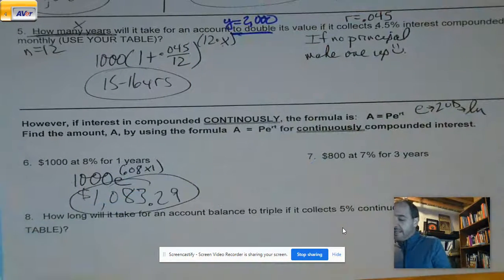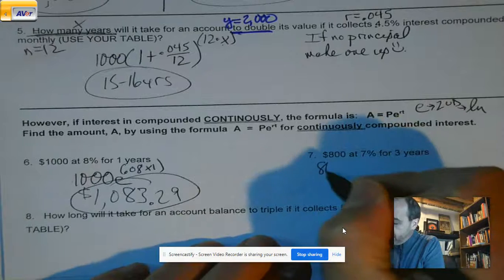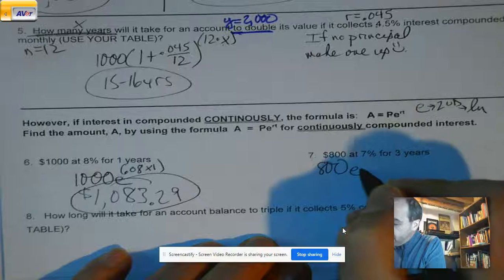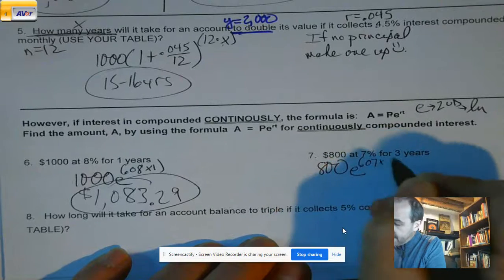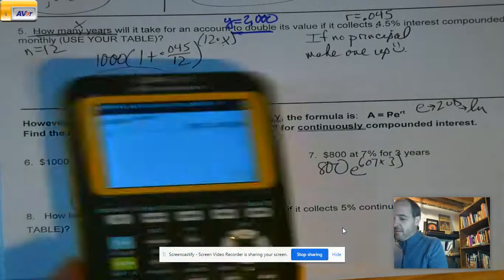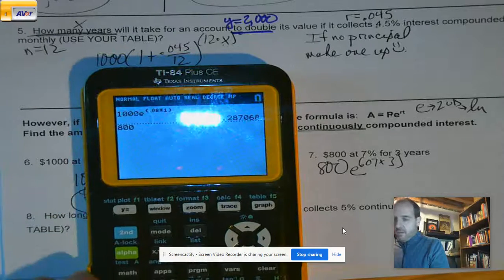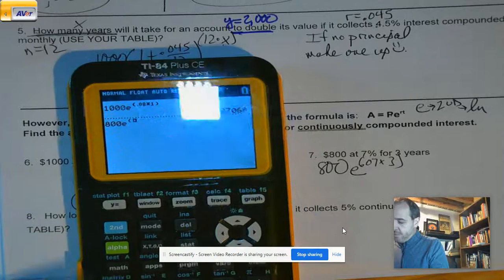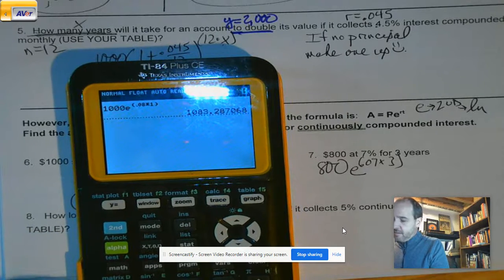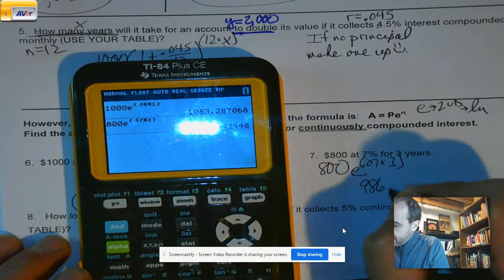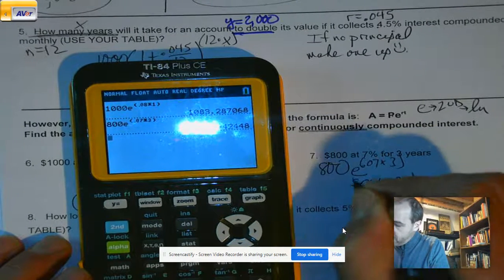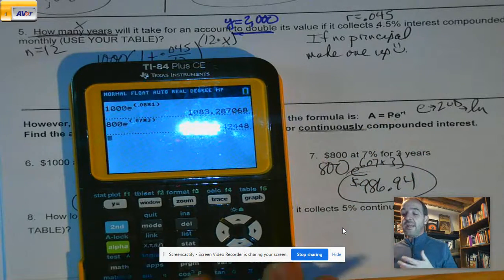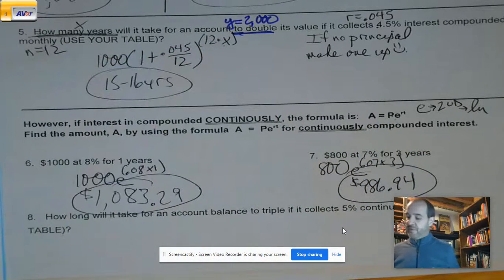Okay, $800 at 7% for 3 years. Principal, e, again, continuously is always e, 0.07 times 3. 800 second ln, 0.07 times 3. 986.94. But continuously is the only time we use this formula. If we're given any other values, we're just using the regular compound interest formula.